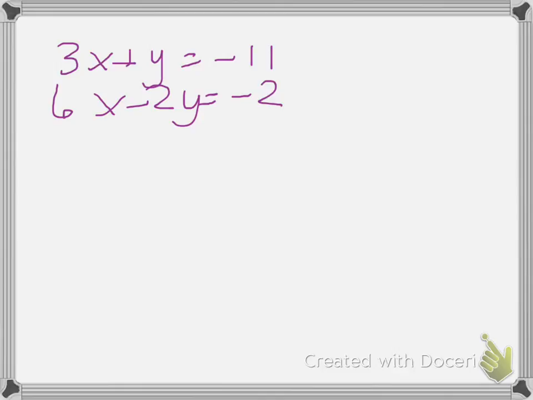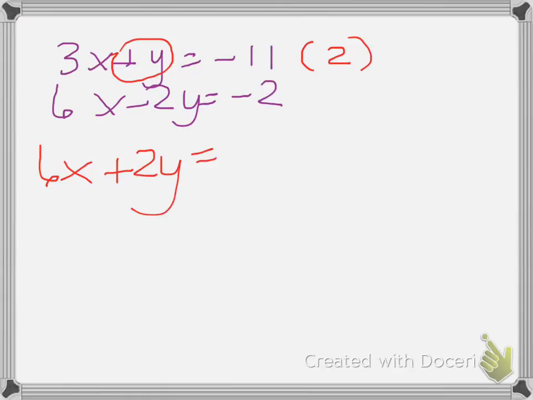So all I need to do is I need to make this one 2y instead of just being y. So I'm going to multiply the top equation by 2, and that's going to give me 2 times 3x is 6x, 2 times positive y is positive 2y, and then 2 times negative 11 is negative 22. And so now I will add down.